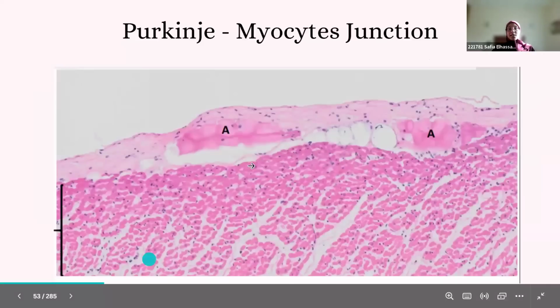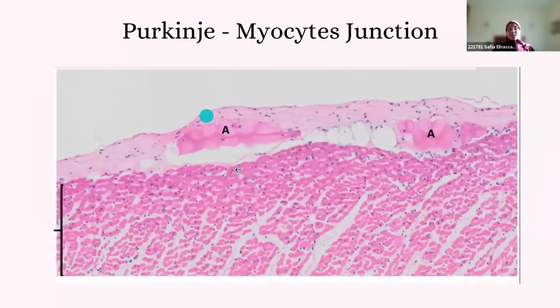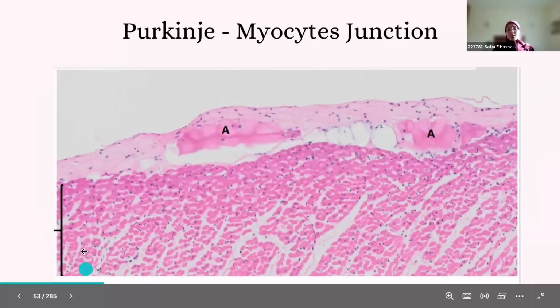And here is another slide. So A, these would be the Purkinje fibers. Again, they have that pale color and that distinctive big shape. And then these would be the myocytes.